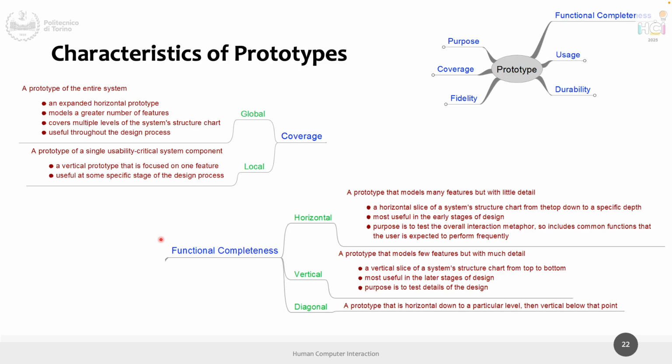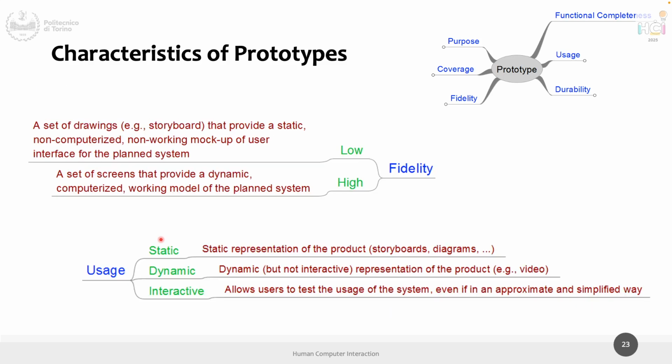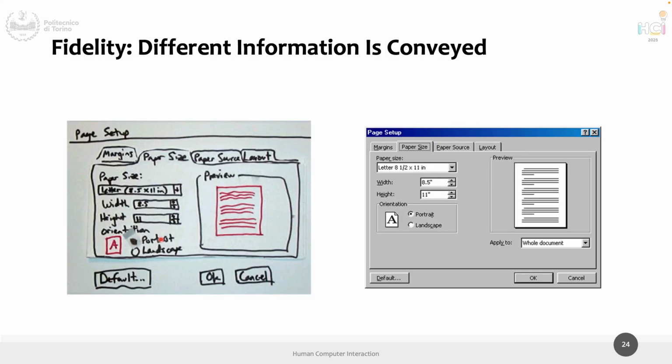Then you can have a global coverage, meaning the prototype will try to do everything, or a local coverage, meaning that the prototype is just testing one existing feature, and everything else is like it was before or not important. And similarly for the completeness, the fidelity that we already discussed, and the usage. A prototype is static, like a storyboard, like a diagram, like a map. You can just look at it. Dynamic, like a video, or interactive, which is the majority of the prototypes.